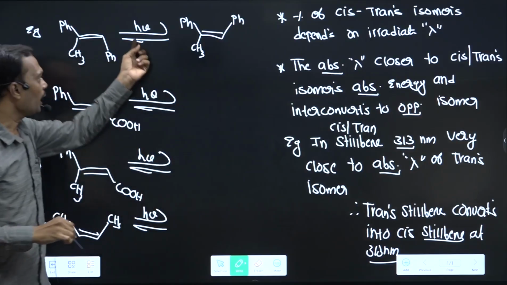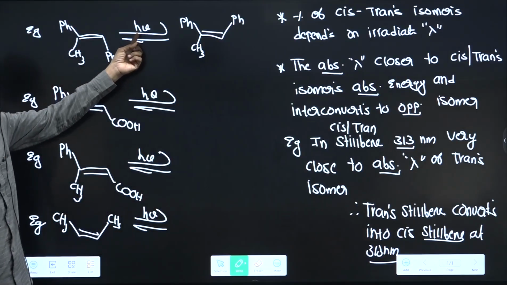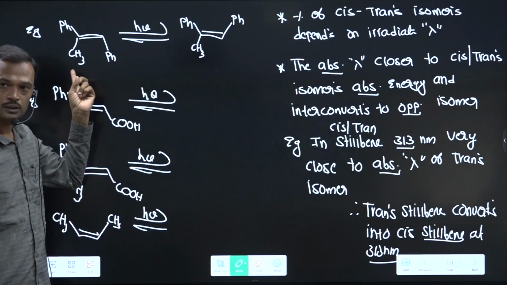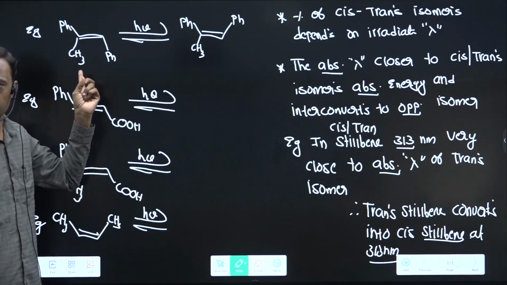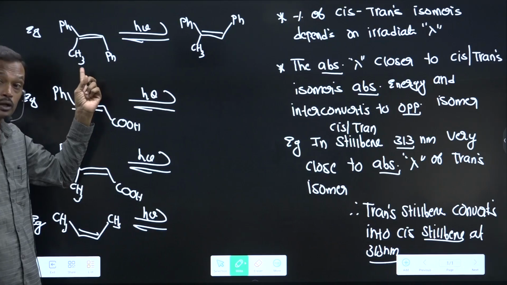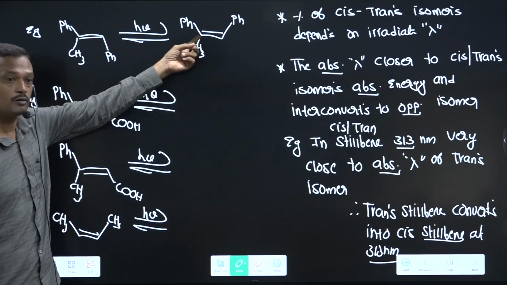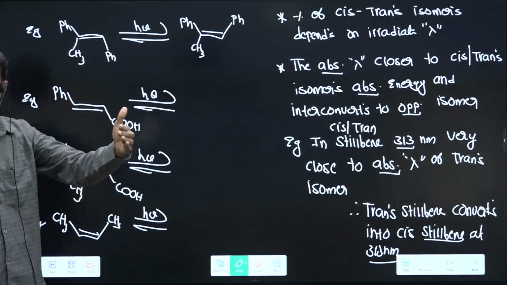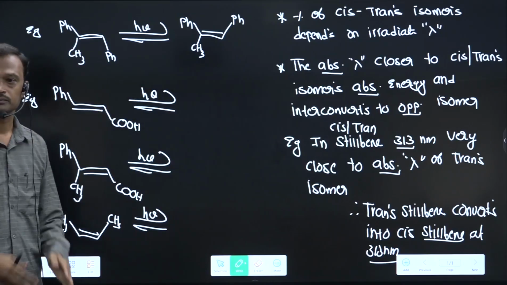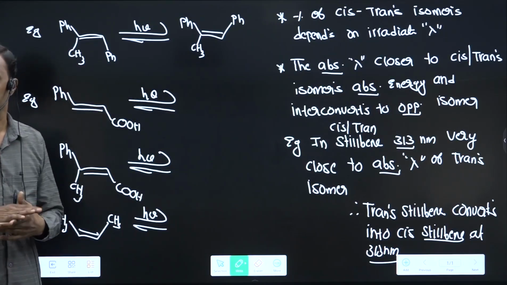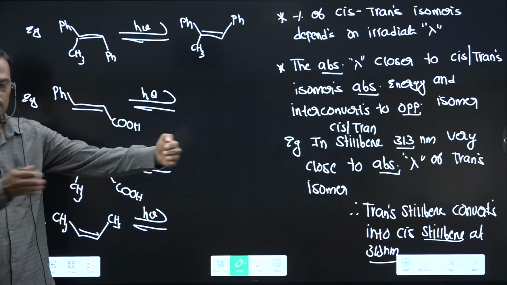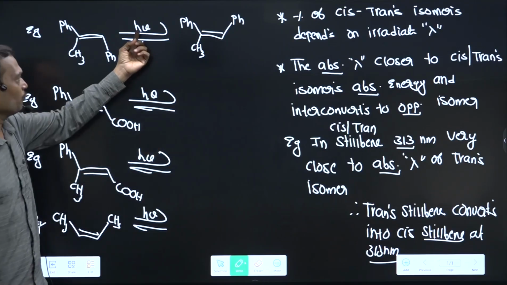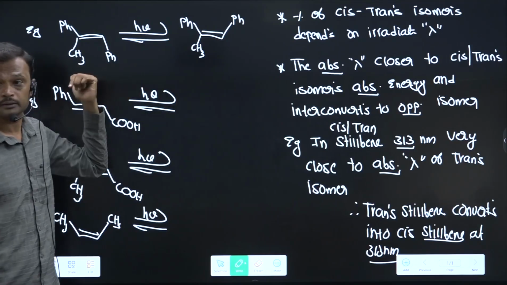Say I take any wavelength in one particular range. Can you convert trans to cis with any wavelength? Possible or not? Can you convert cis to trans? All wavelengths are not being used. What does light, hv, indicate? A suitable wavelength. In a particular range many wavelengths are there, and with a suitable light irradiation I can convert like this. That is the meaning.